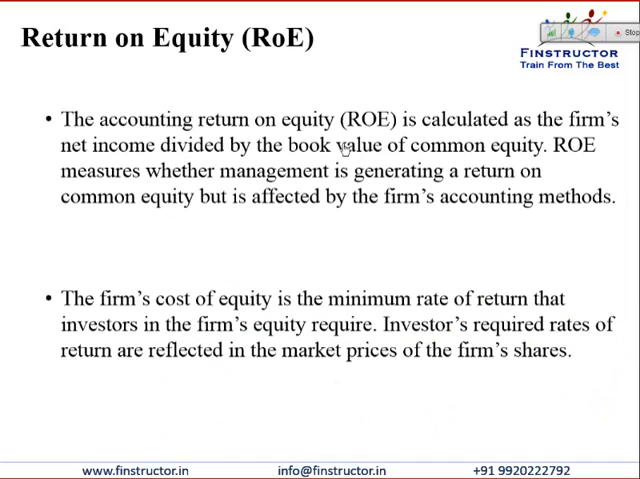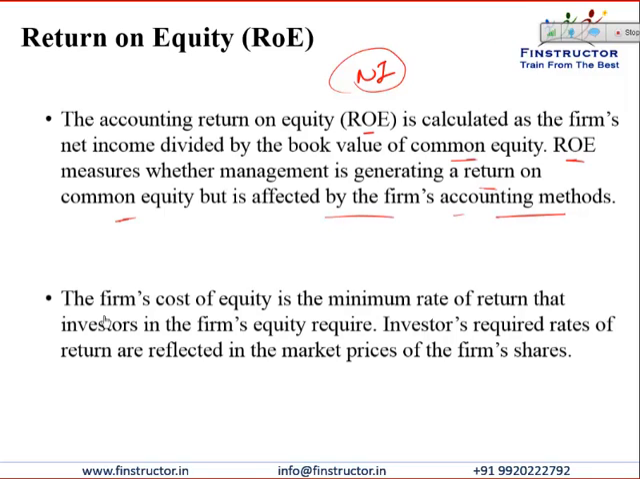So the accounting return on equity is calculated as the firm's net income divided by the book value of common equity, as we just did in the example. ROE measures whether the management is generating a return on common equity, but is affected by the firm's accounting methods. So the net income, depending on the depreciation policies, depending on various accounting policies, will be impacted. So even the ROE can be impacted by the accounting methods and may differ from firm to firm.